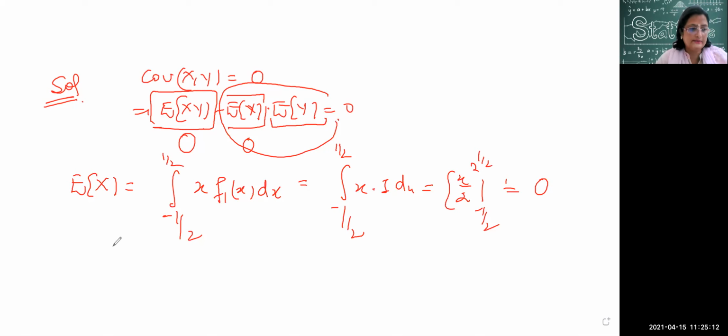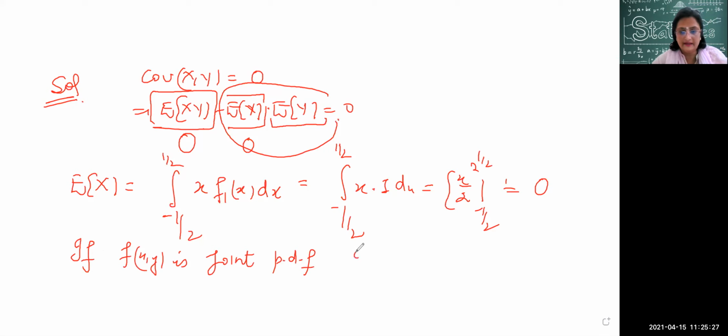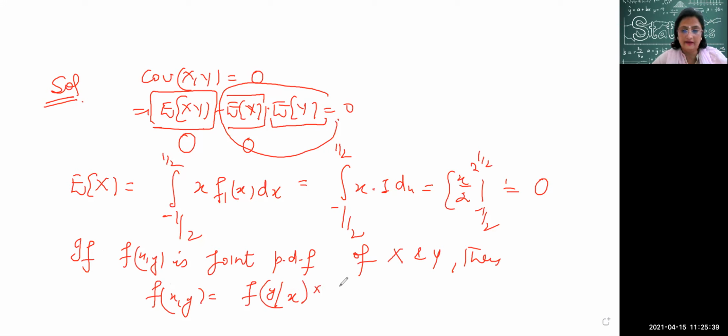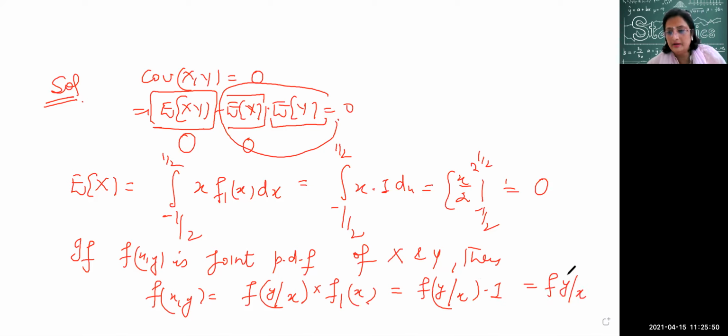So before coming to this, because we have to put the formula, expectation of xy. So what we will write, if f of xy is the joint PDF of x and y, right? Then how do you write the joint PDF in terms of conditional? This is f of y given x into f of x. So this is equal to f y upon x into 1. So that comes out to be f y upon x. सो जॉइंट पीडीएफ क्यों चाहिए मुझे जॉइंट पीडीएफ?